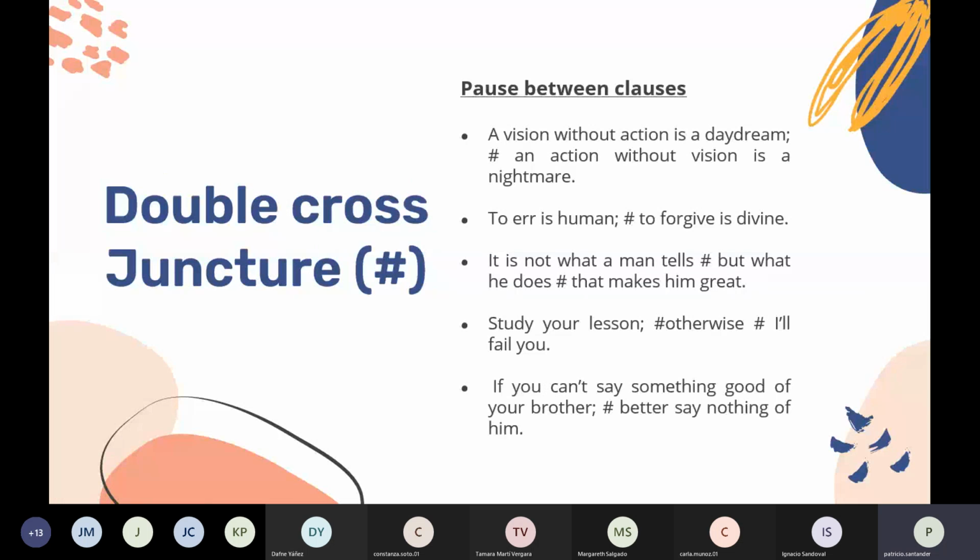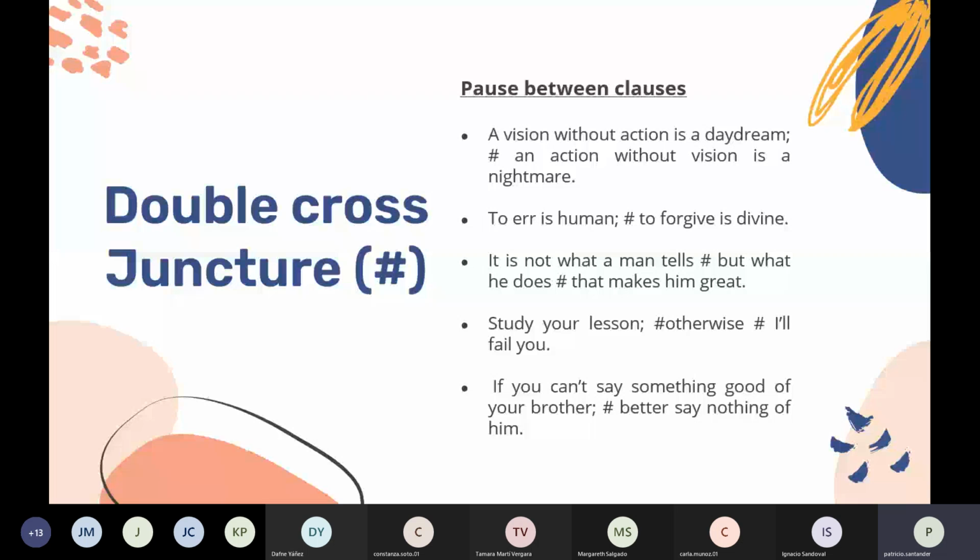Double cross juncture. This one characterizes a drop in pitch. The pausing time responds to a need for a semicolon, colon, or period. A vision without action is a daydream. An action without vision is a nightmare. To err is human. To forgive is divine.